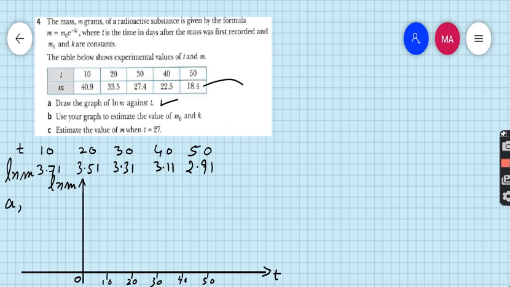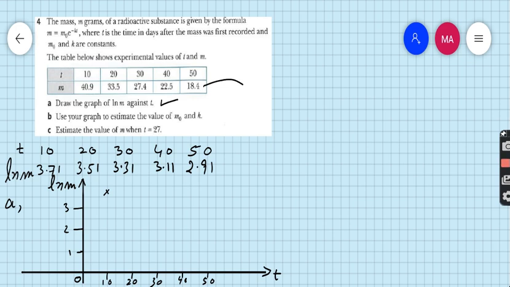Now plot the y values. The maximum value of y is 3.71 and the minimum value of y is 2.91. So I am taking 2 squares as 1: 1, 2, 3. The first value is when x is 10, then y is 3.71. So this is 10, this is 3, this is 3.5 and this is 4. So the first point should be this one.